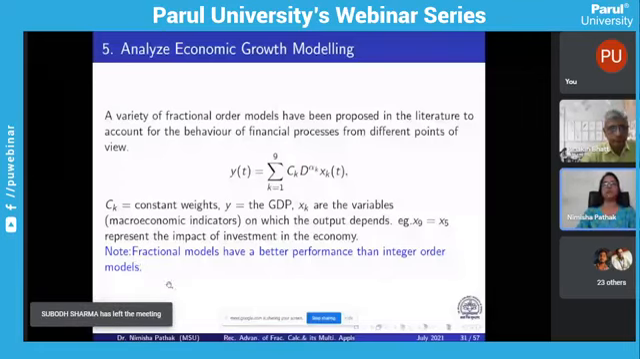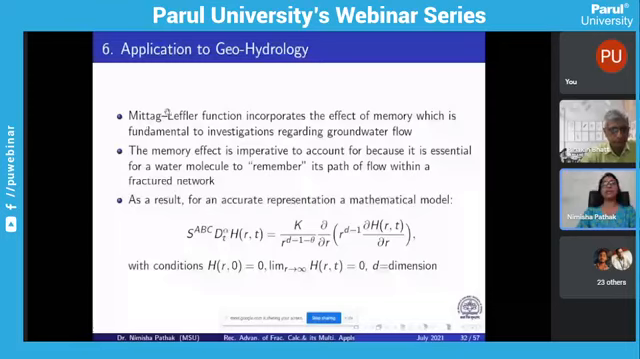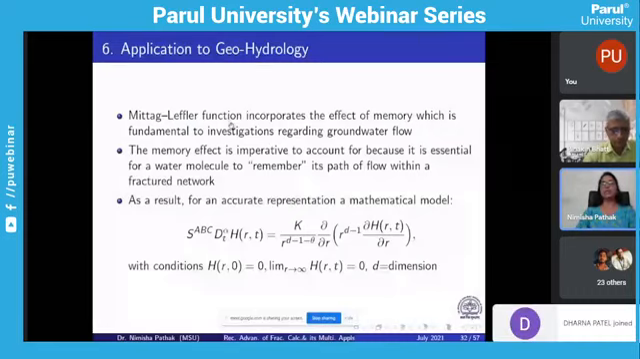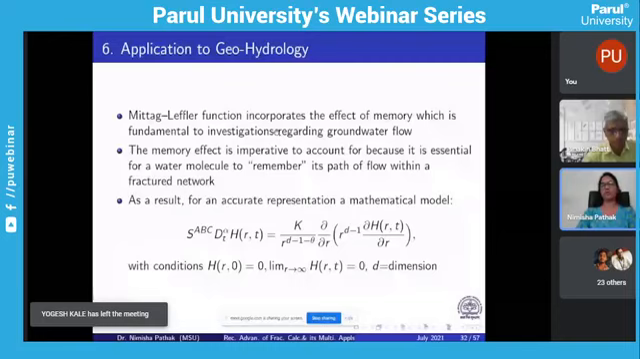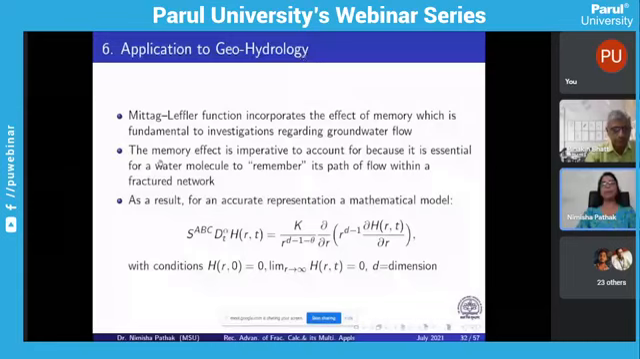Next application is to geohydrology. We have already seen the Mittag-Leffler function, which is a generalization of the exponential function. It incorporates the effect of memory, which is fundamental to investigations regarding groundwater flow. And that's why it is used in hydrology, the geohydrology branch. The memory effect is imperative to account for, because it is essential for a water molecule: there is a path, so it should remember where it originated from. So it has to remember the path. So memory is there. It is the path of flow within a fractured network.